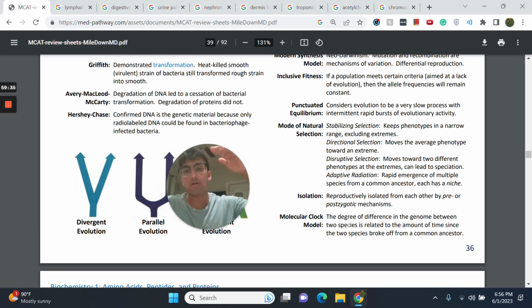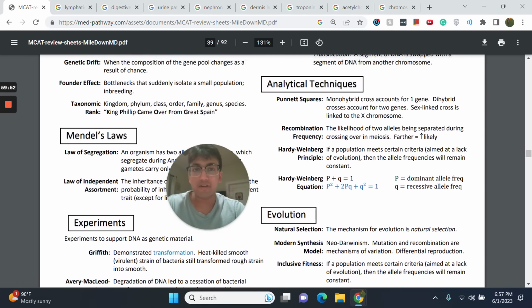The further back their common ancestor was, the more genetic differences there are going to be. But if they very recently had a common ancestor, then it's more likely that their genomes look pretty similar. That's what that is. Okay, that's everything you need to know for the biology section.